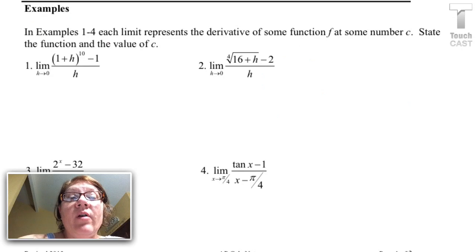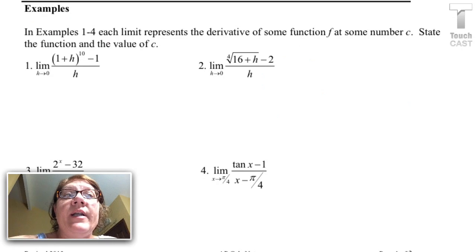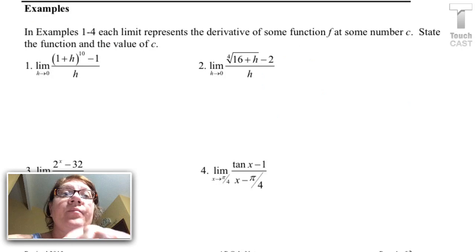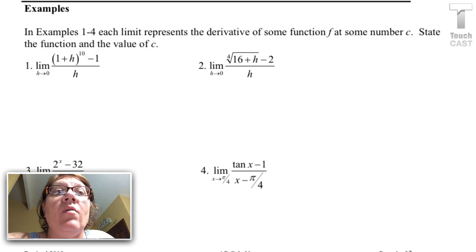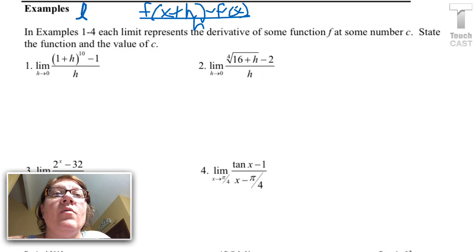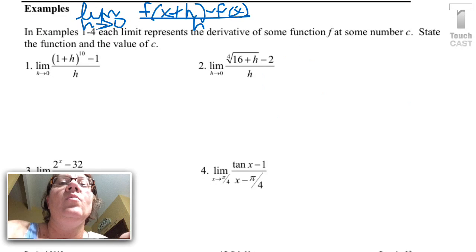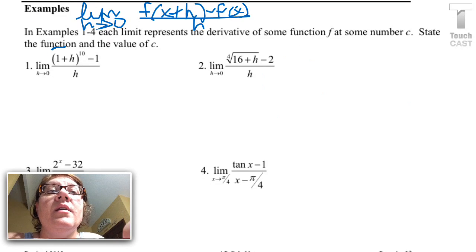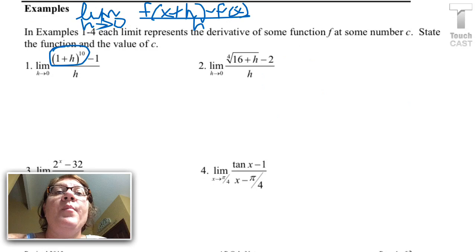Okay, so now we've got to figure out what the little secret is, what they've done here, what our f of x is. So when I look at this first one, remember my definition is f of x plus h minus f of x all over h, and I'm taking the limit as h approaches 0. So when I look at this first one, I go, ooh, x plus h. Oh, that's this crazy stuff, f of x plus h. So let's see, what's happening to it?